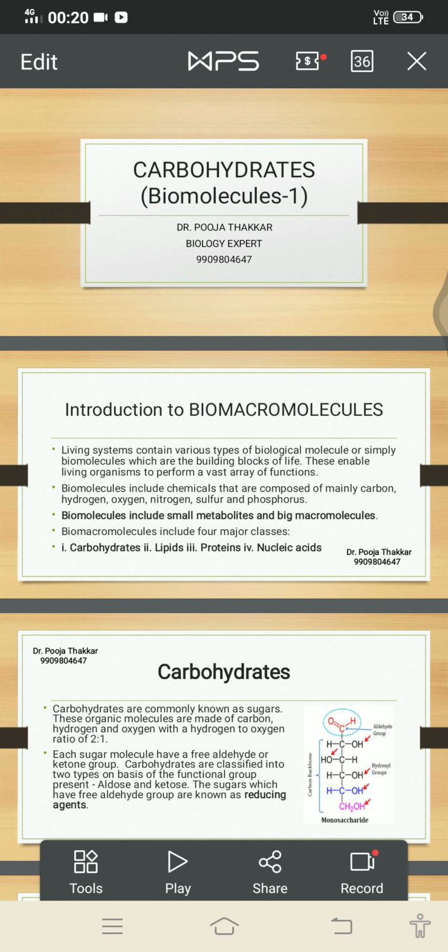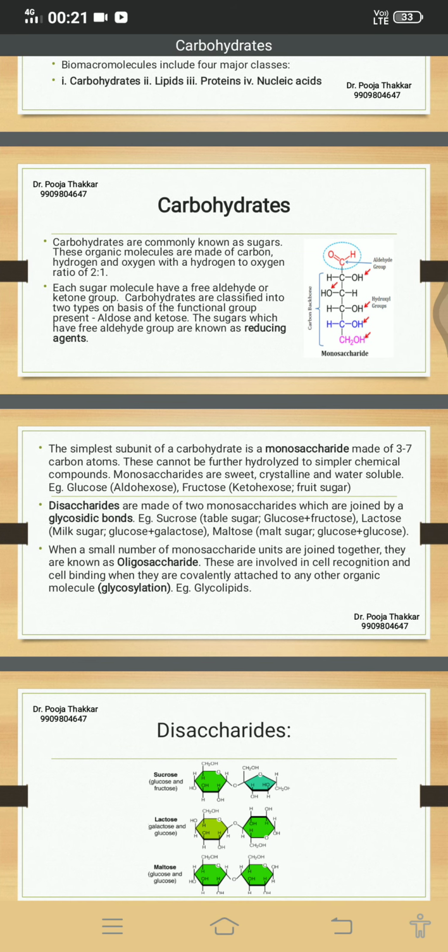Now, biomolecules include chemicals composed mainly of carbon, hydrogen, oxygen, nitrogen, sulfur, and phosphorus. So these are the basic constituent components. Biomolecules include small metabolites, or micromolecules, as well as the bigger-sized molecules called macromolecules, as we discussed. From the example you will be able to understand the concept more clearly. These are the four biomacromolecules: carbohydrates, lipids, proteins, and nucleic acids. First we'll discuss carbohydrates.